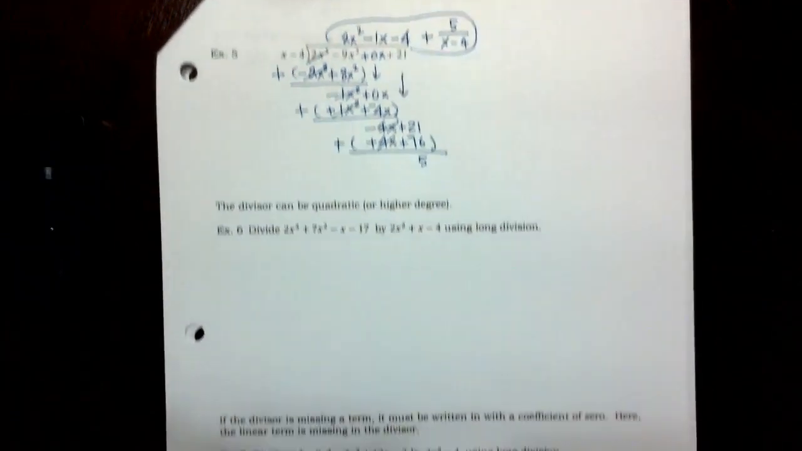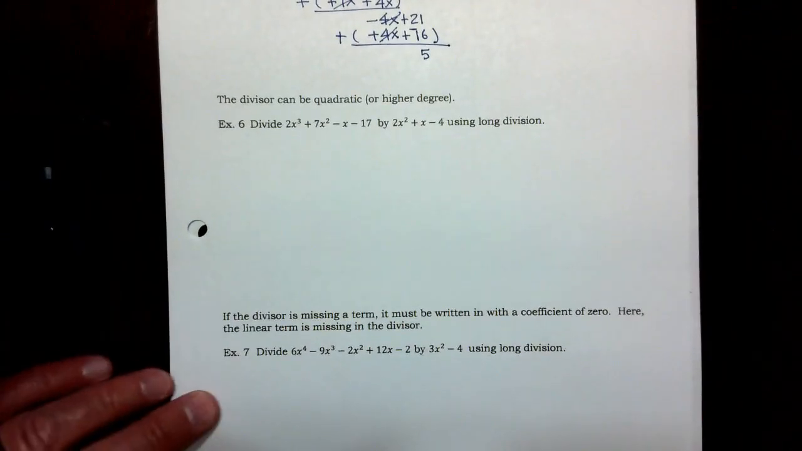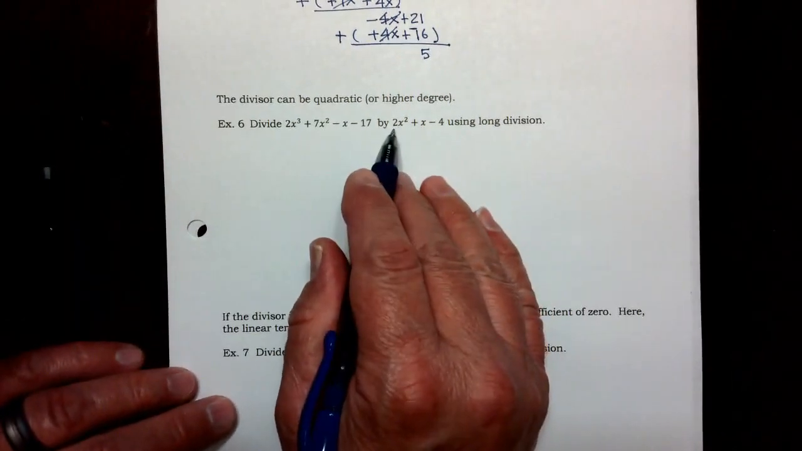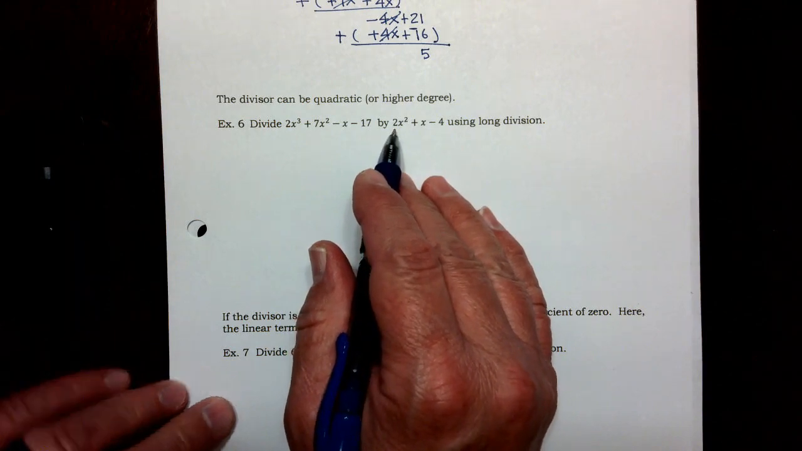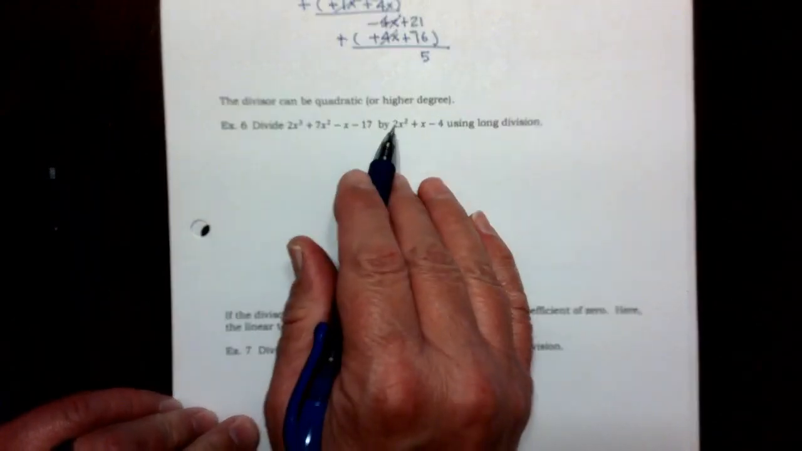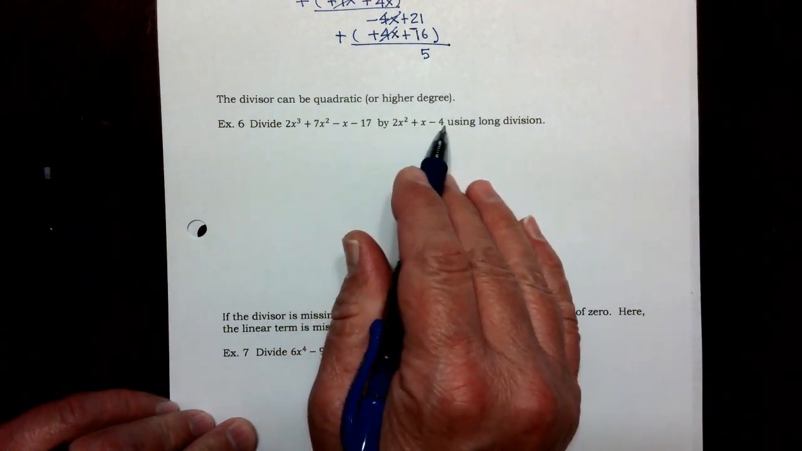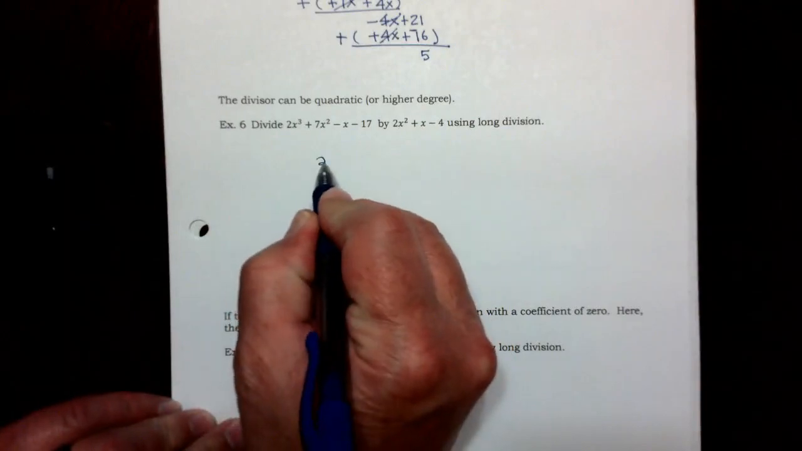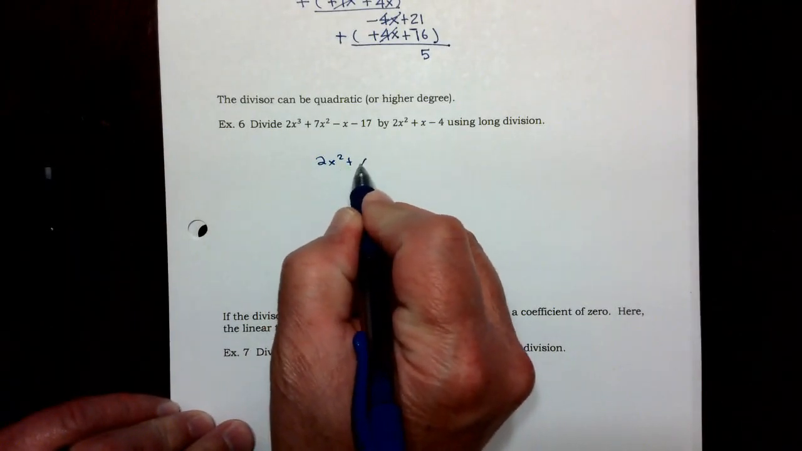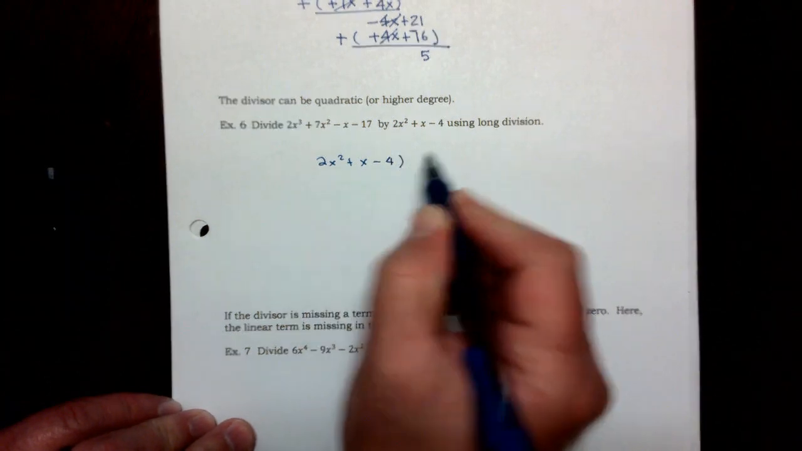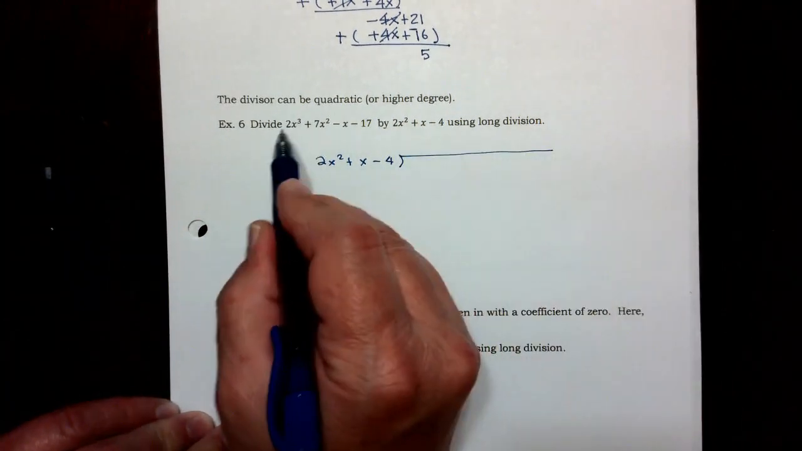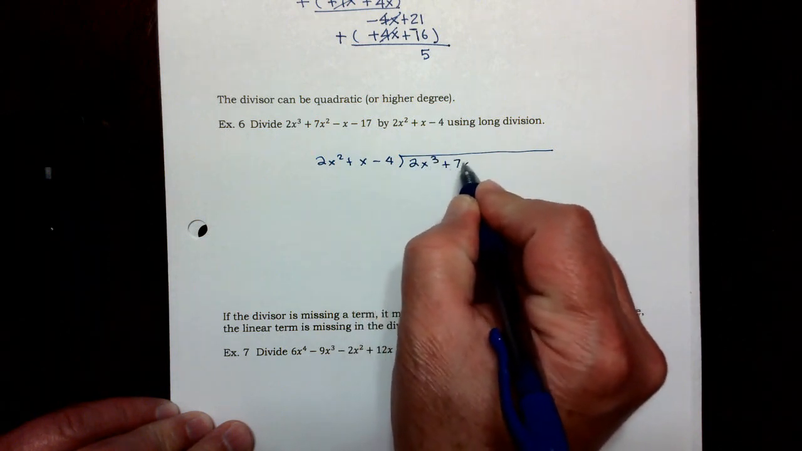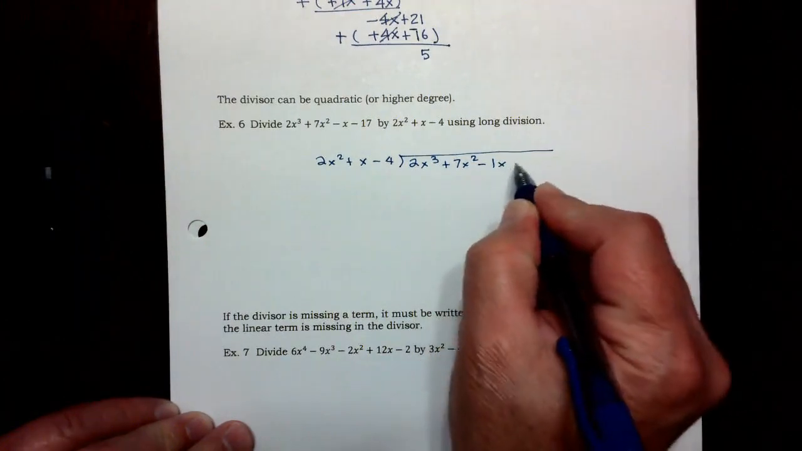Okay. This next example here is to show you that the divisor can be quadratic. We haven't had one of those yet. So the first thing we're going to do here is search that divisor for any missing terms. There aren't any. We've got an x squared and an x and a constant term. So I'm going to write 2x squared plus 1x minus 4 divided into this dividend here, 2x cubed plus 7x squared minus 1x minus 17.